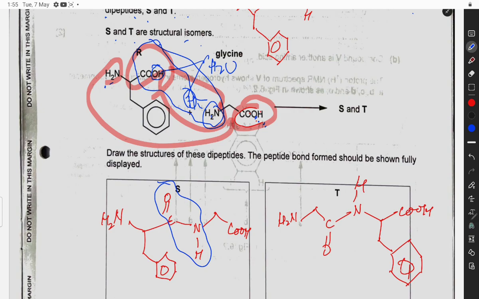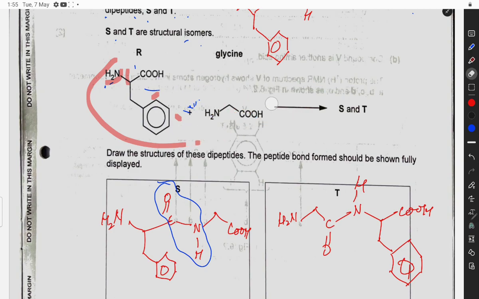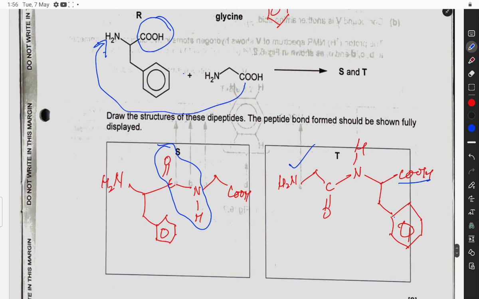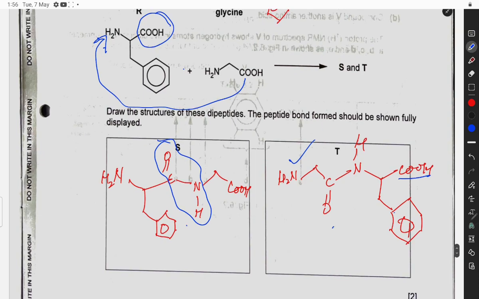Now in this phase, this carboxylic acid should remain the same, and this carboxylic acid reacts with this amine group. H2N, similarly just rotate this compound. H2N is the same, and C double bond O NH, this is NH, and this COH remains the same, and this is attached with this benzene ring. So these two peptide bonds are formed. This is S and this is T.